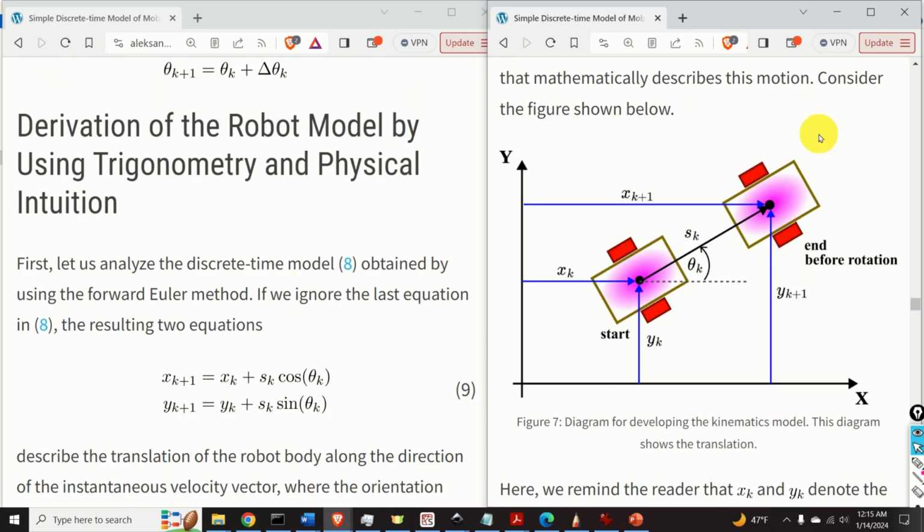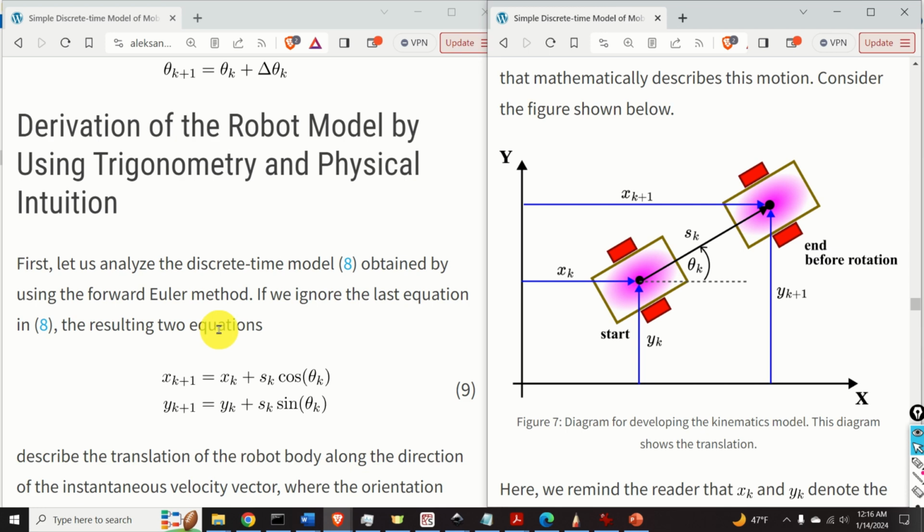We derived the model by using the forward Euler discretization method. However, there is a more elegant and more physically intuitive approach for deriving the model. This approach relies only upon simple trigonometry and basic intuition. In the sequel, we explain this new approach. But first, let us analyze the discrete time model obtained by using the forward Euler method.